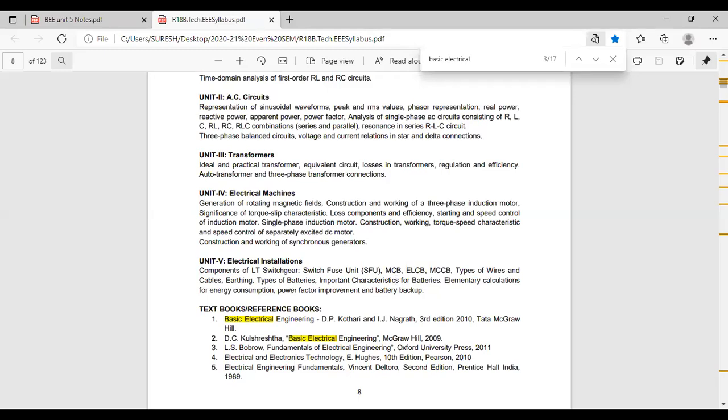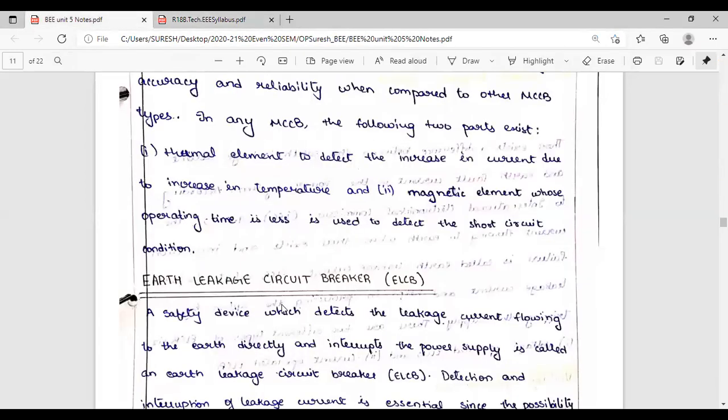Okay, listen here. Yesterday we discussed MCCB. Today we have discussed MCCB. What is left out in this topic? ELCB. So now we'll discuss what is ELCB. ELCB means earth leakage circuit breaker.